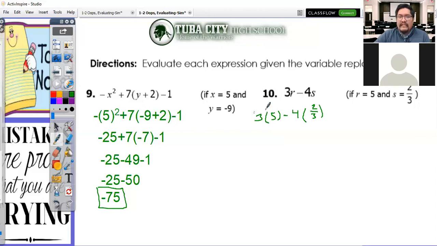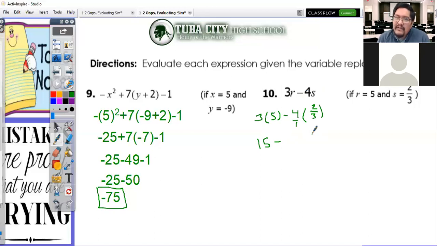All right, so 3 times 5 is 15 minus, and like I was saying, I think I really need to take a week and review some of these fraction operations, because in this case now we're multiplying a whole number times a fraction. But we'll see how we have time for that.